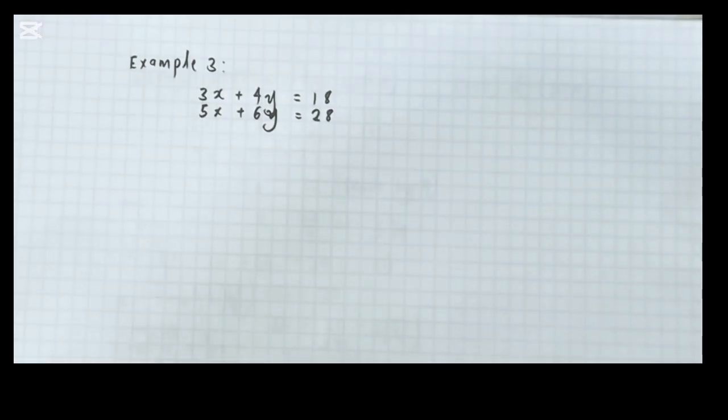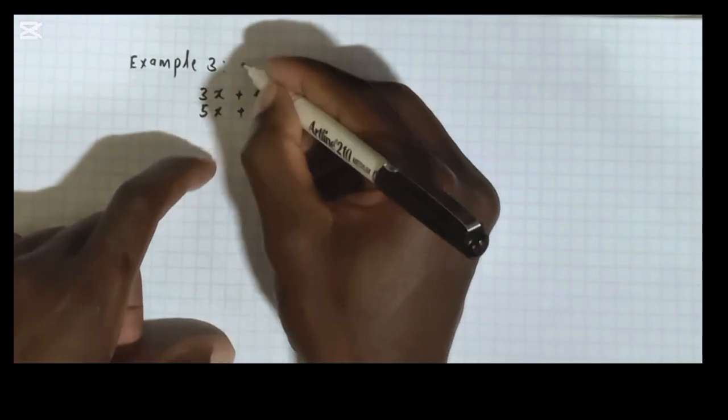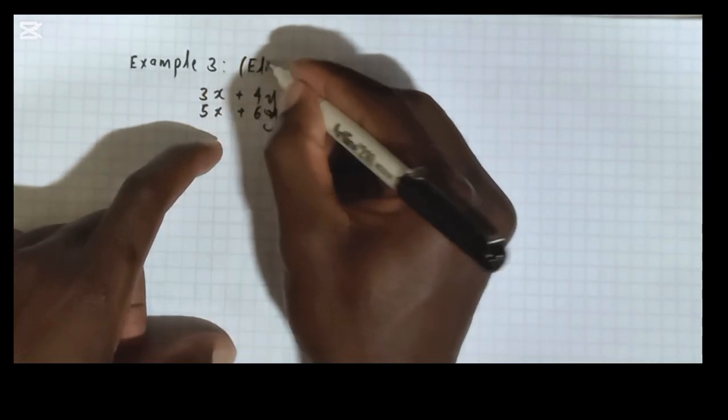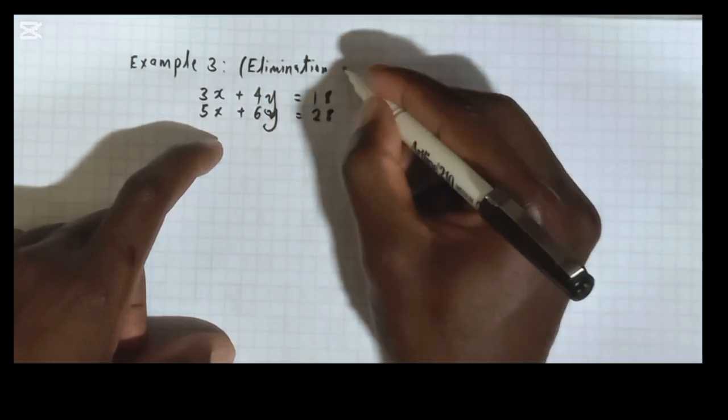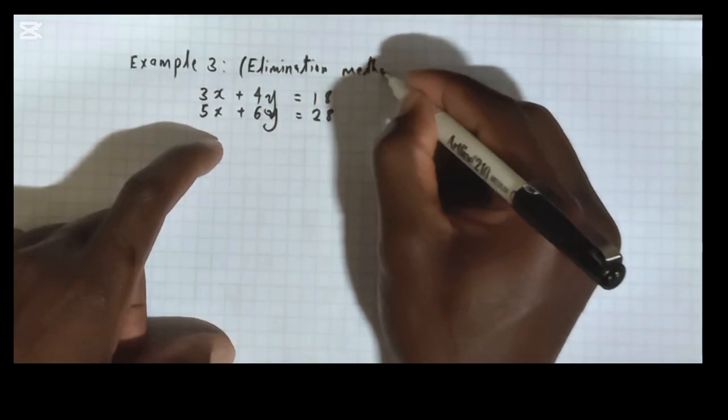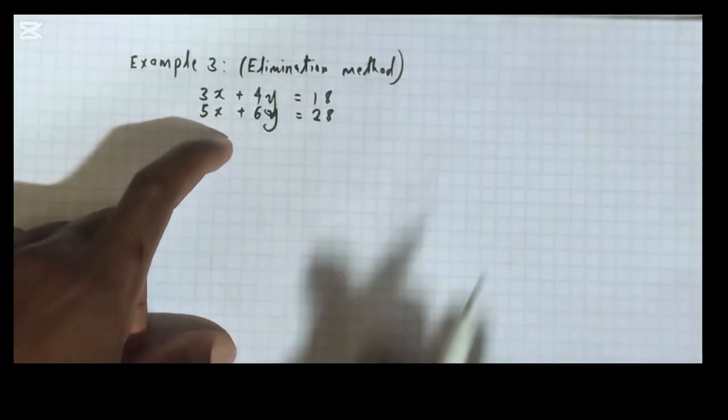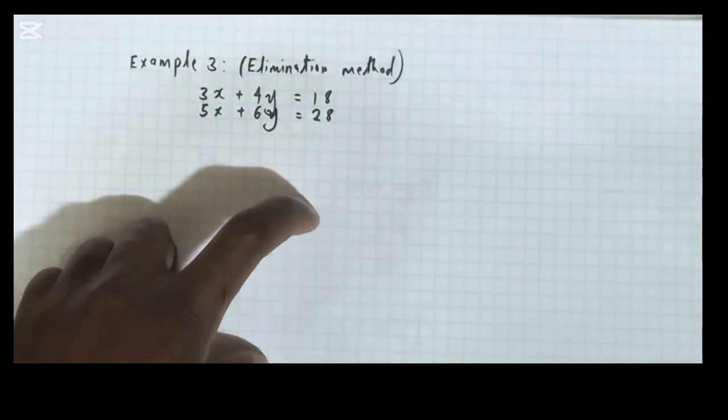So we have a simultaneous equation, 3x plus 4y equals 18 as our first equation, and the second equation being 5x plus 6y equals 28. And we are supposed to solve it. We're going to solve it using the elimination method, as this video is focused on that. Before we continue, I'm just going to refresh your mind.